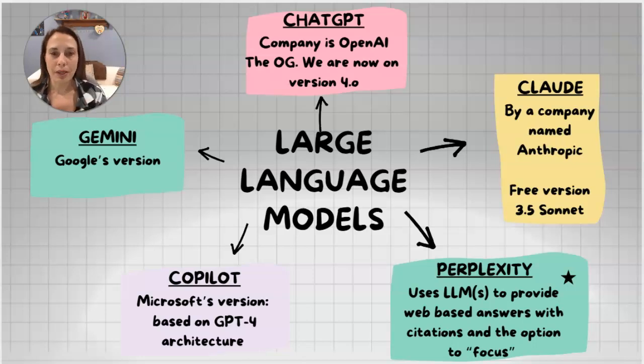So let's start at the top there, ChatGPT. This is the OG. This is what started everything. This is where in November of 22, ChatGPT became available for people to use. The company is called OpenAI, and it is still currently the most popular LLM that folks are using.